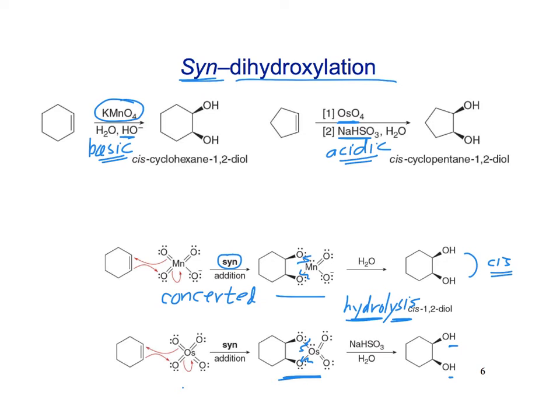So we have two ways to make diols. We can either epoxidize and open the epoxide with water or hydroxide to get the trans 1,2-diol, or we can do the direct syn dihydroxylation with either potassium permanganate or osmium tetroxide.